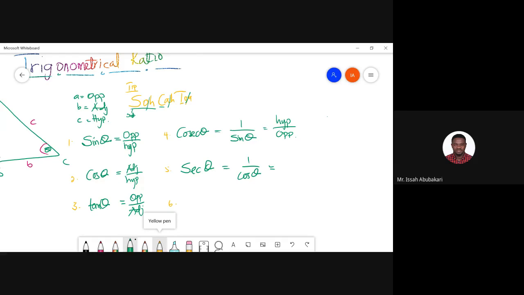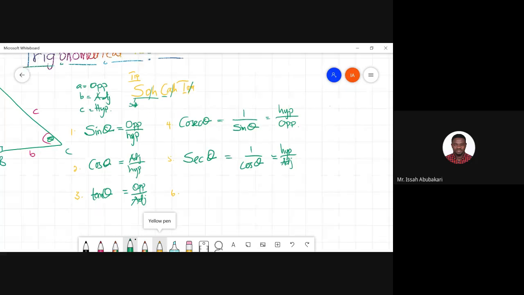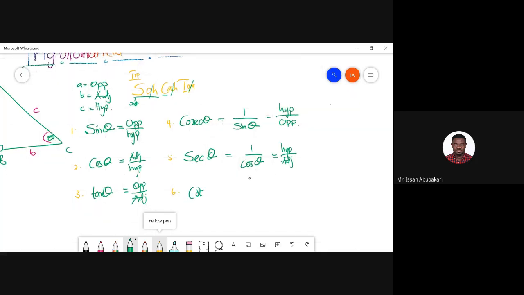So the other way around will be what? Hypotenuse divided by adjacent. Is that okay? And the last one that you want to look at is cot theta. So cot theta is going to be 1 divided by tan theta. And tan theta is the same as opposite divided by adjacent. So the other way around, we are going to have adjacent divided by opposite.